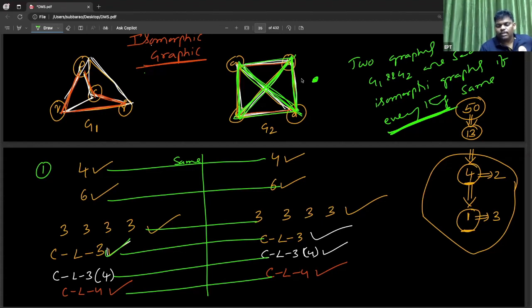That's what I'm saying. Total edges, how many? 6 edges. Yes. Can you help me now? If you go to G2, total edges are 6.